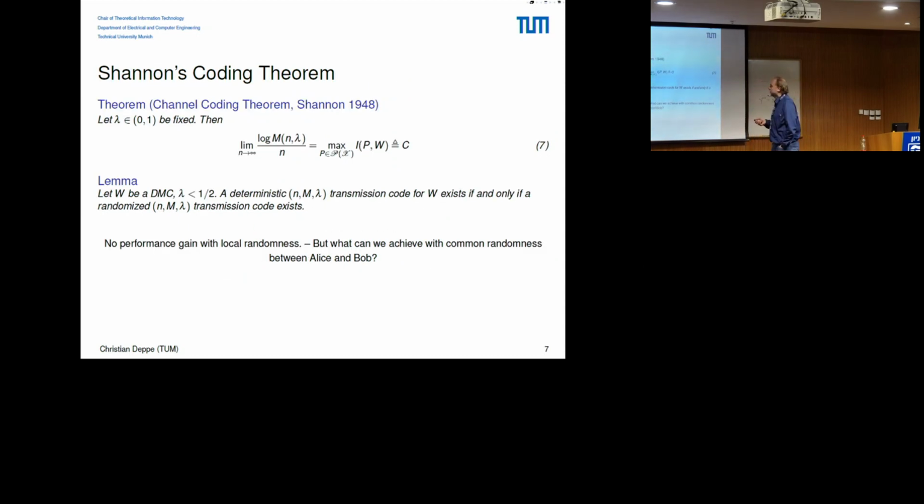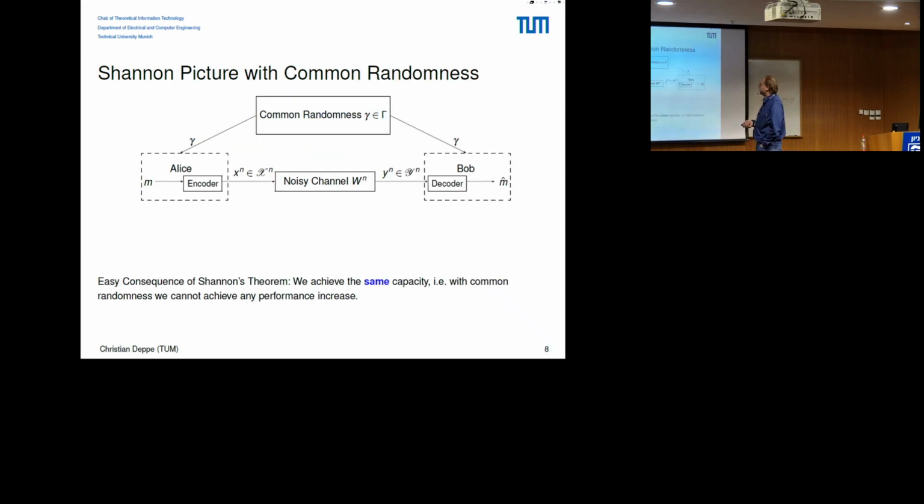If you look now at Shannon's theorem on the capacity, it turned out that randomization does not help at the encoder. So what does not help mean? It means that the capacity does not increase. So if you use a deterministic code or a randomized code, the result is the same. We get the same capacity. And also if you use common randomness, then we have the same capacity. So we cannot use the common randomness in this case to increase our capacity.